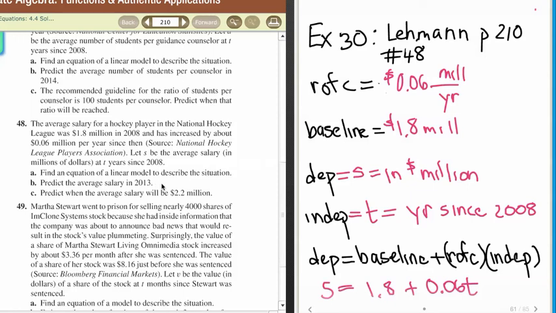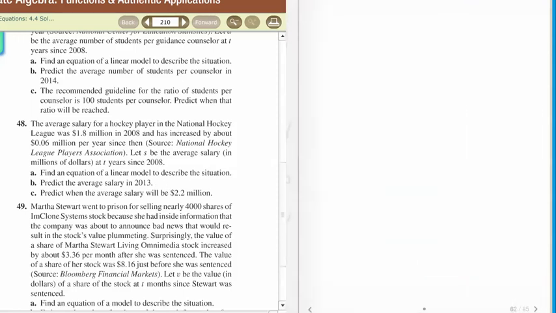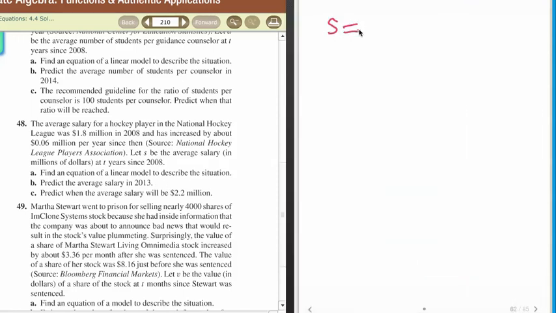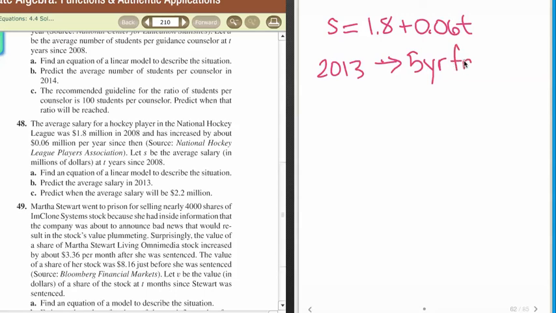Now our next thing is to predict for 2013. So with our model for S equal to 1.8 plus 0.06T, what we want to do is predict for 2013. So 2013 is 5 years from 2008. So that's the first thing that we have to decide, what our T is. So T is equal to 5 in this particular case.